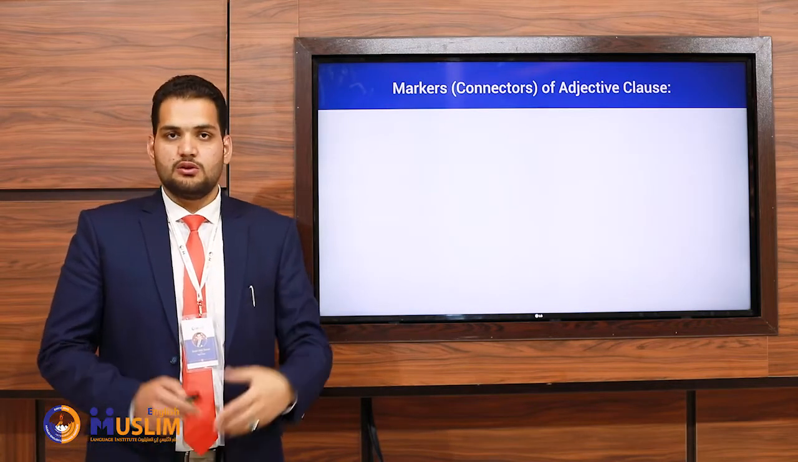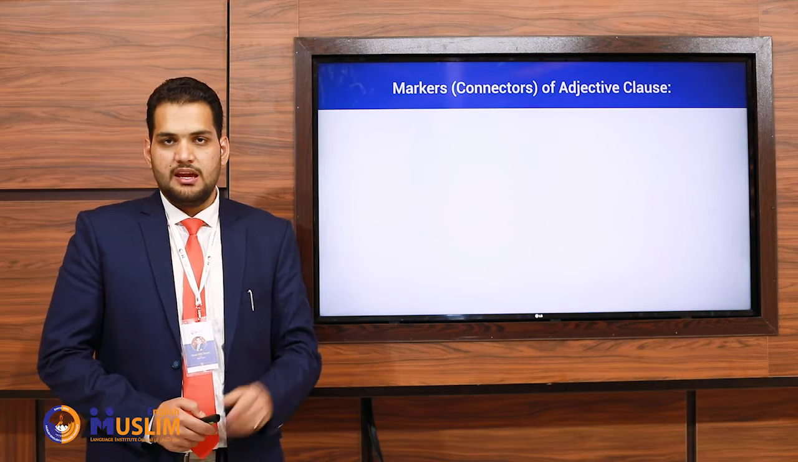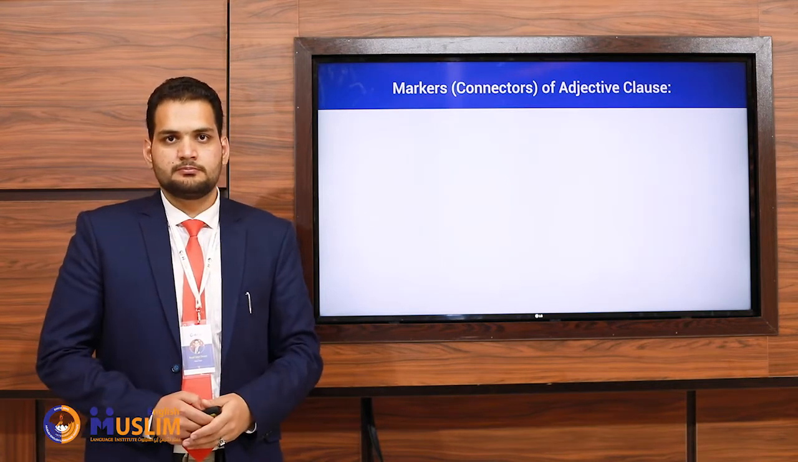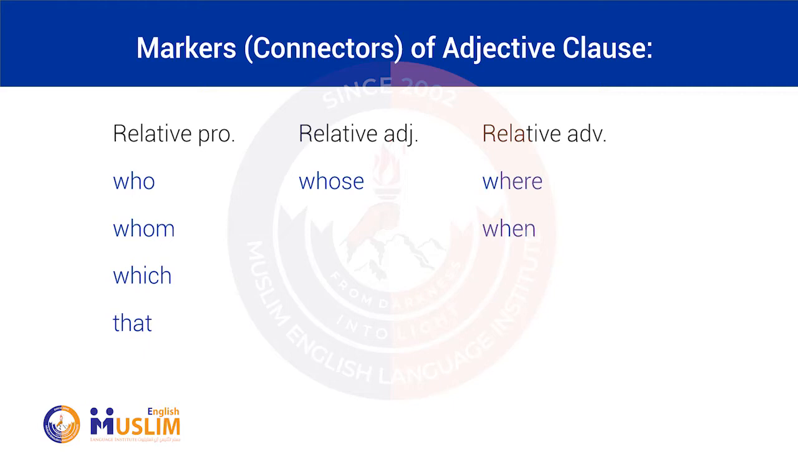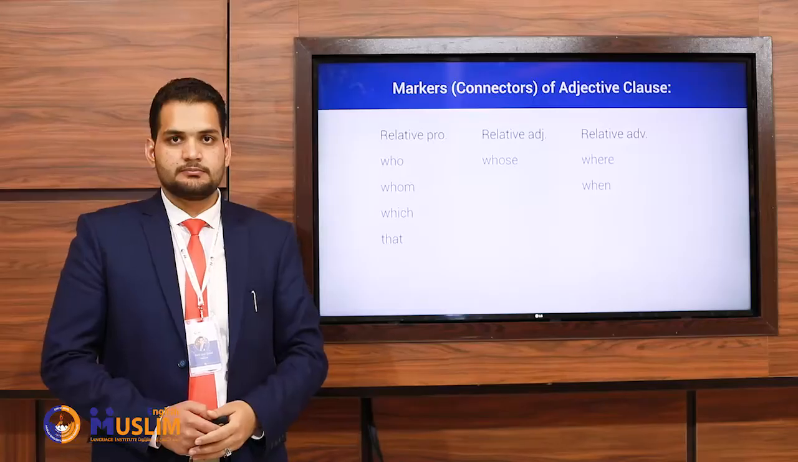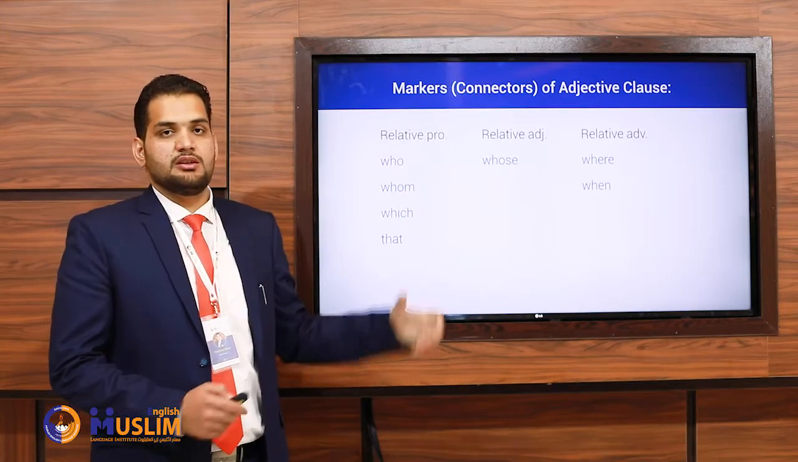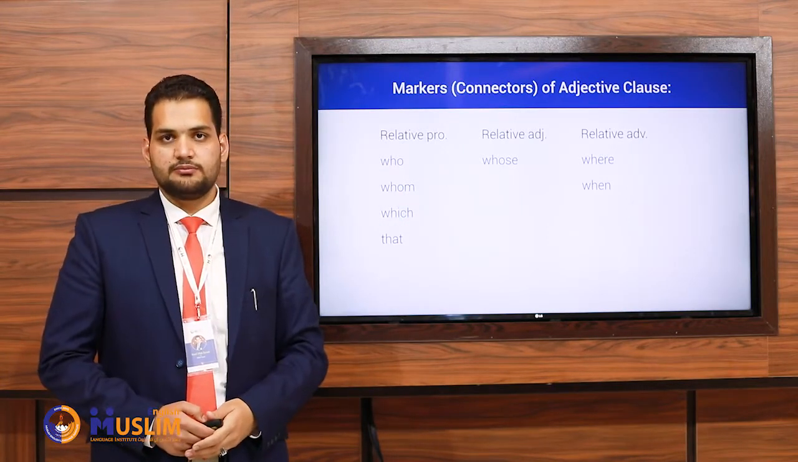Let's talk about the markers or connectors of adjective clause. In simple words, a marker is an introducer. There are three types of markers of an adjective clause. 1. Relative pronoun. 2. Relative adjective. And 3. Relative adverb. We've got 4 relative pronouns: who, whom, which, and that. 1 relative adjective, whose, and 2 relative adverbs, where and when. In total, we have 7 markers or introducers of adjective clause.